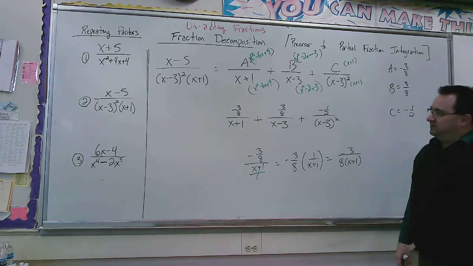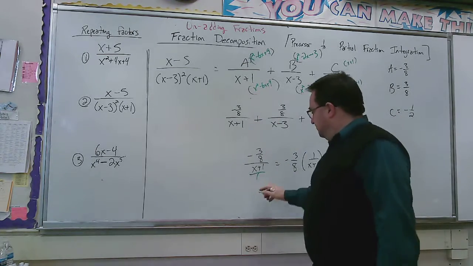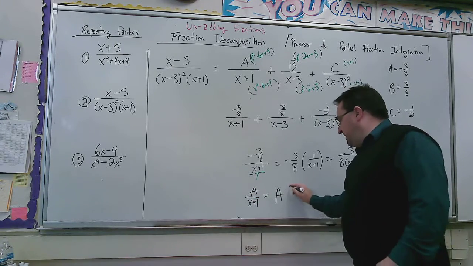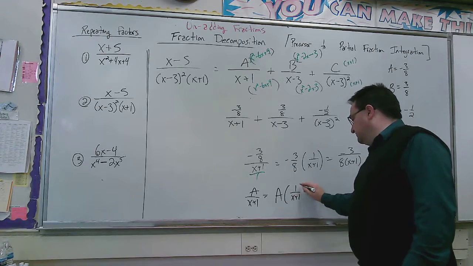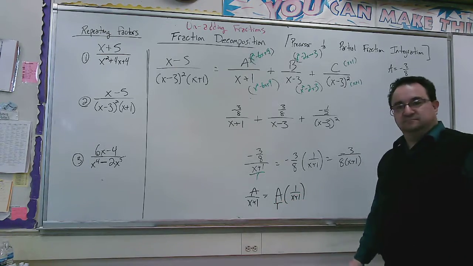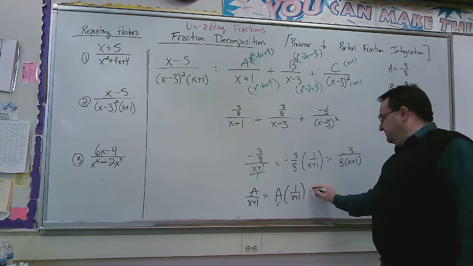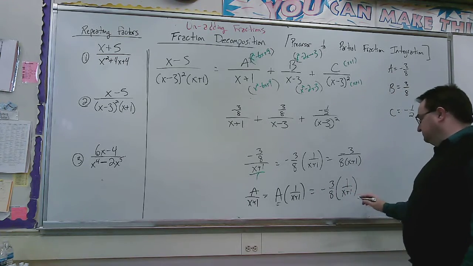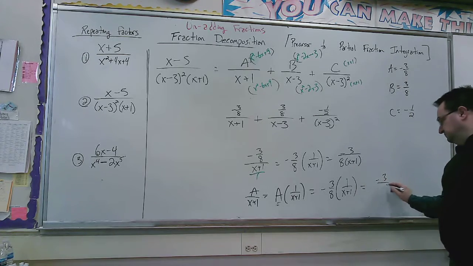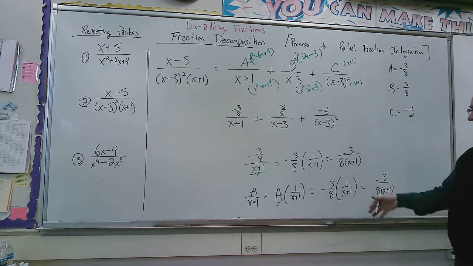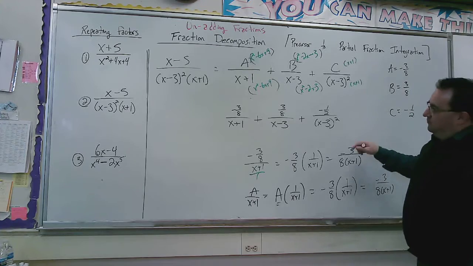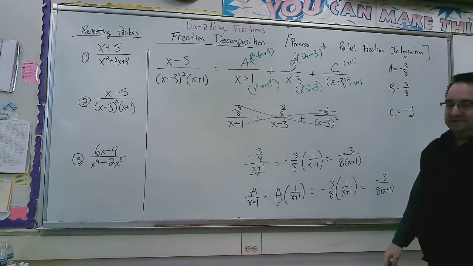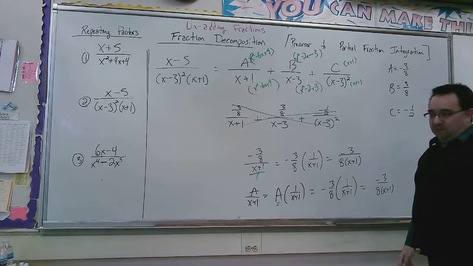Let me give you another way to deal with it. See this right here? A over x plus 1. That is the same as a times 1 over x plus 1, right? So that would be the same as minus 3/8 times 1 over x plus 1. The point is, however you think about it, the better way to do this is to not even write this down. It is true, but that is really bad form.